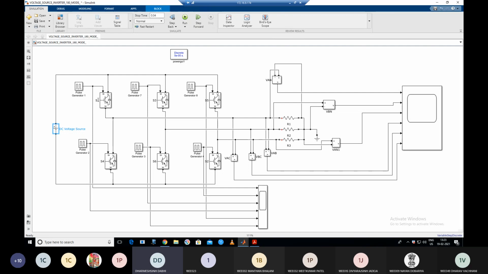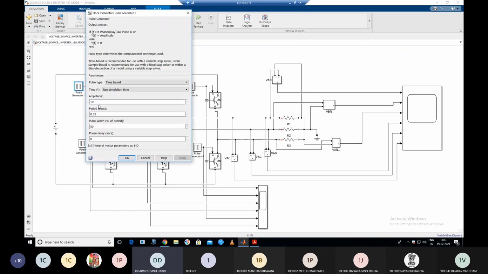As you know, thyristor S1 is conducting between 0 to 180. All of you please see the theory in which we drew the gate pulses of all the switches. Please look at the waveform that we did in theory. See switch number 1, which is conducting from omega t equal to 0 to 180. Clear? In this pulse generator you can see that I set the amplitude as 10.